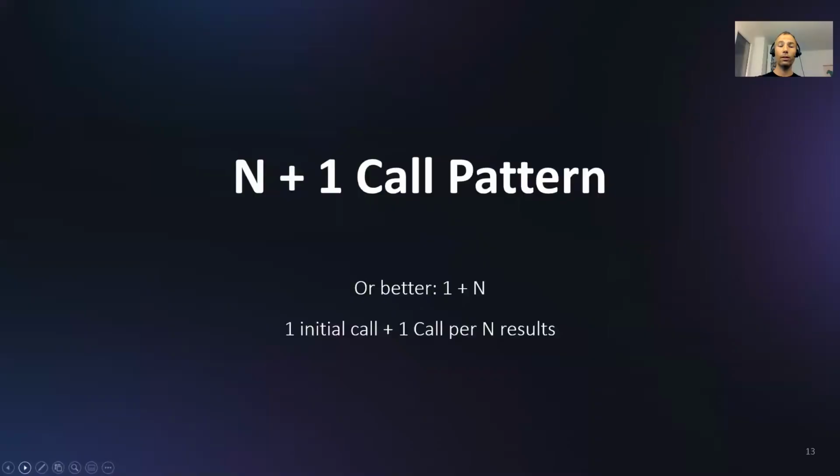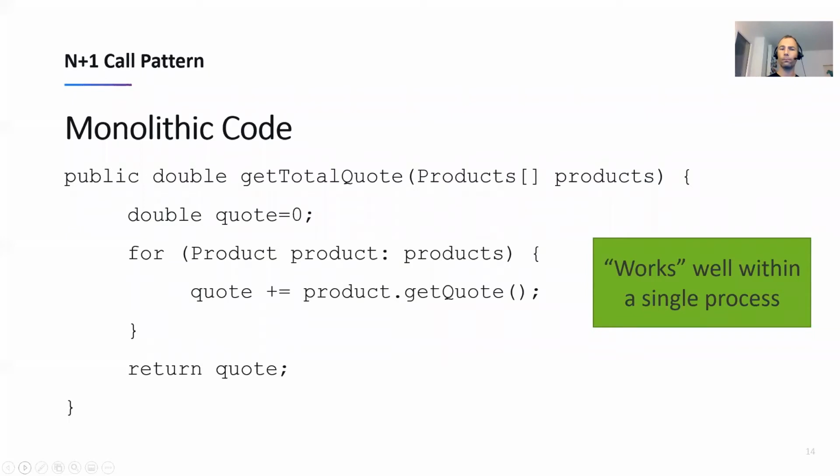But I want to at least highlight a couple that are very dear to my heart because I see them constantly. Right? The N+1 call pattern problem, or better, 1 plus N, where the 1 is basically the initial call to a service, and then a list of results comes back. Let's say N results come back, and then you typically have N calls to get more details about that result. It's a very common pattern. So let me give you an example.